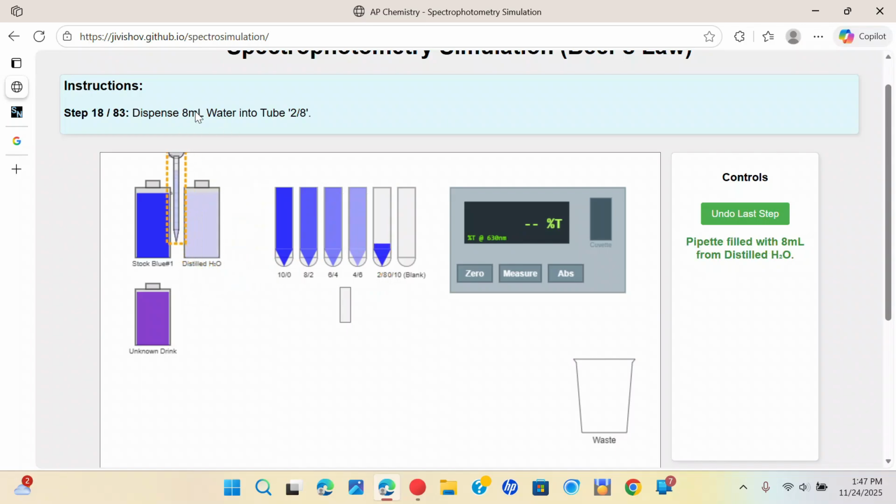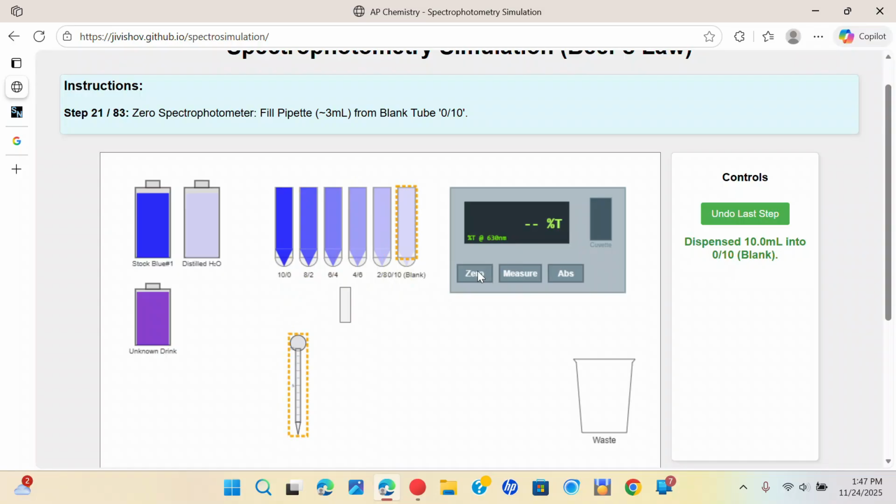So you'll be watching the directions there. Now I fill it with 8 milliliters of water. Now we filled our last tube with just the solvent, like I told you guys. So now I have to make the spectrophotometer. This device is called a colorimeter. This is like a broader name. So I have to make this 0.